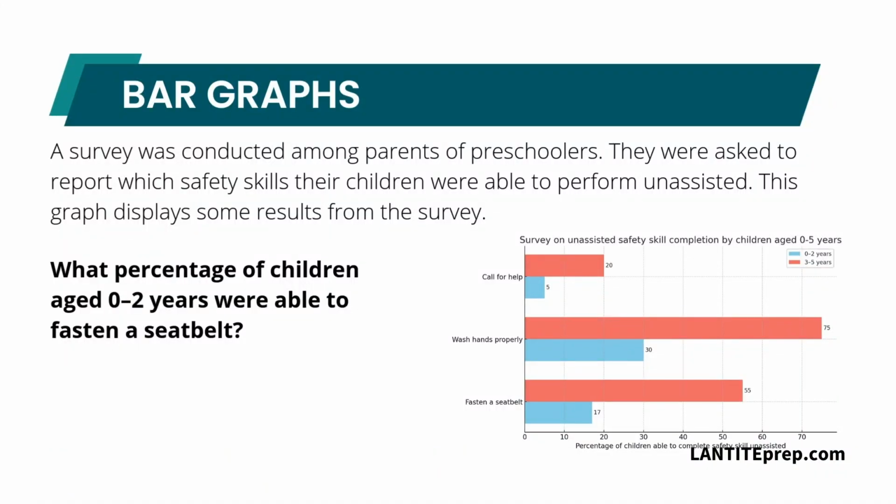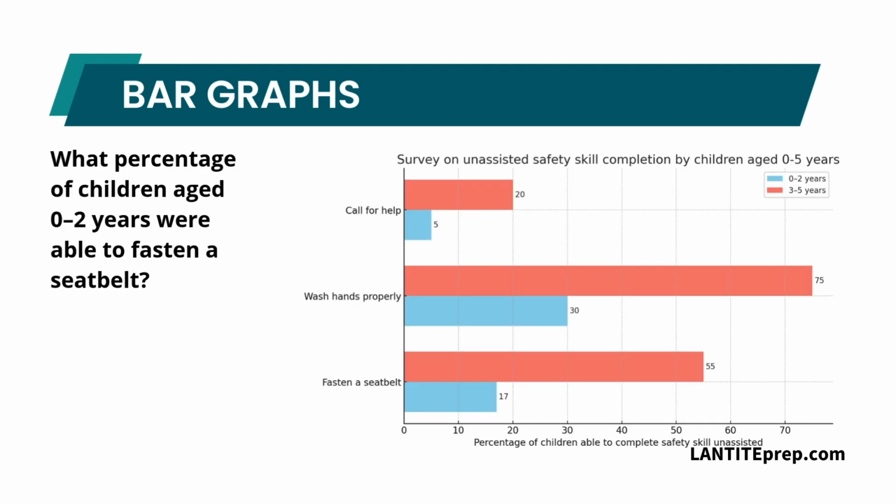A survey was conducted among parents of preschoolers. They were asked to report which safety skills their children were able to perform unassisted. This graph displays some results from the survey. Pause the video here to have a closer look at the bar graph. Once you're ready for the solution, click the play button and we'll continue.